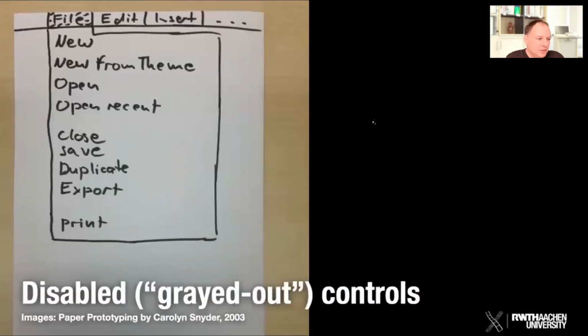Here's another example. Here's a file menu, and by the way, these pictures are taken from a book, Paper Prototyping by Carolyn Snyder. I recommend this if you want to do paper prototyping. It's a great book.